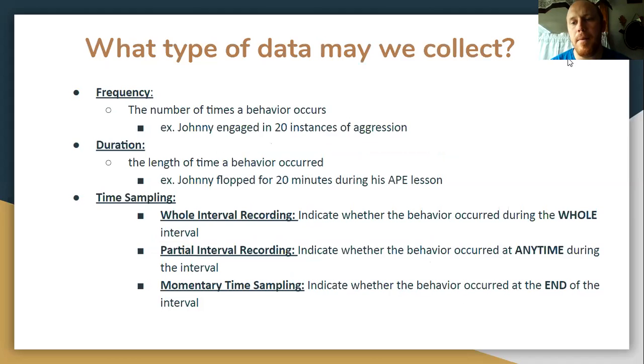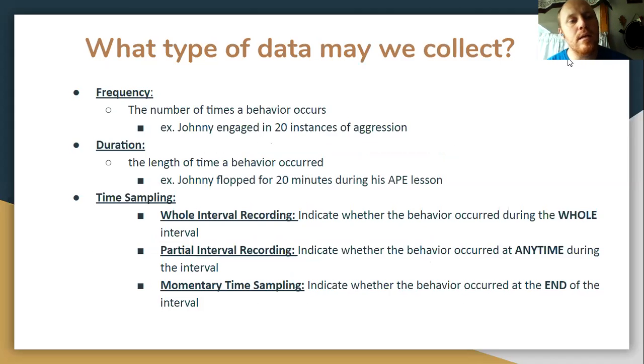What type of data may we collect? First, we'll look at frequency. This is the number of times that the behavior occurs. This is an example of Johnny engaging in 20 instances of aggression. This can be as simple as just taking ticks on a sheet, so like tallies on a sheet of paper, or if you were to have some type of a clicking mechanism to keep track of the exact instances that you're seeing.